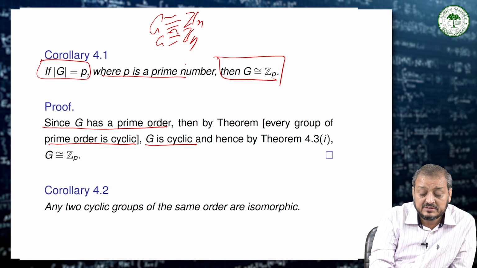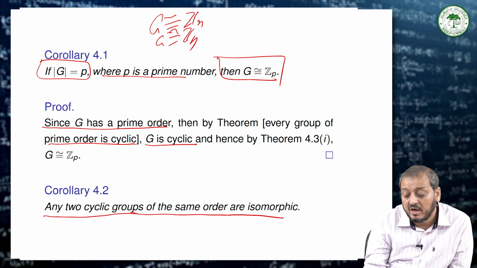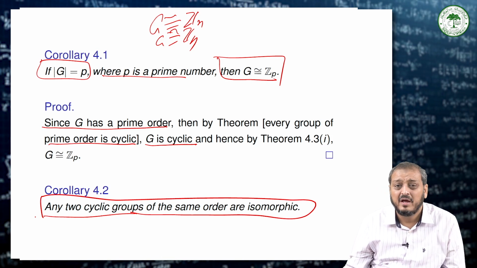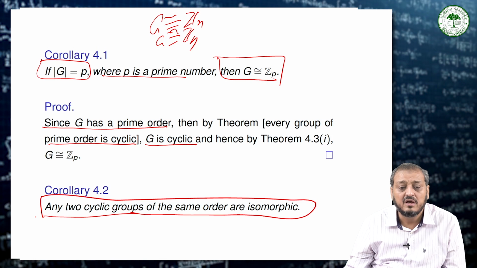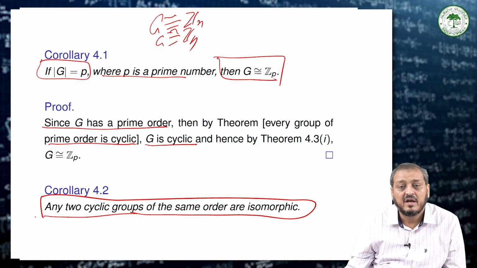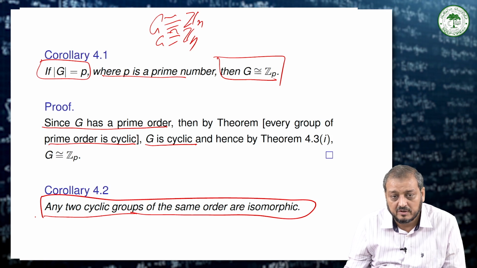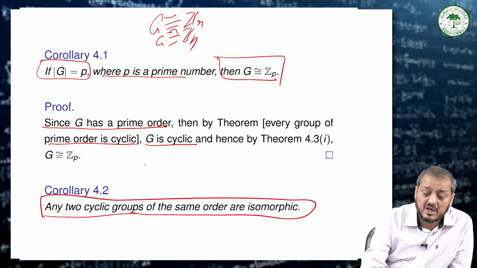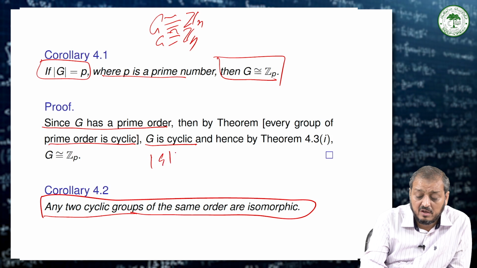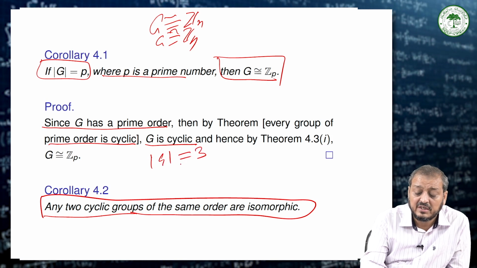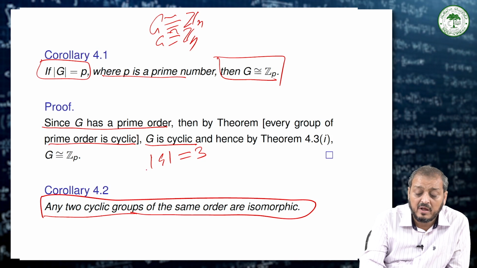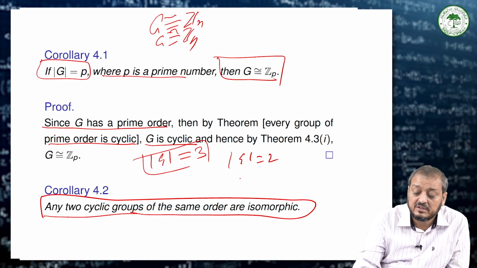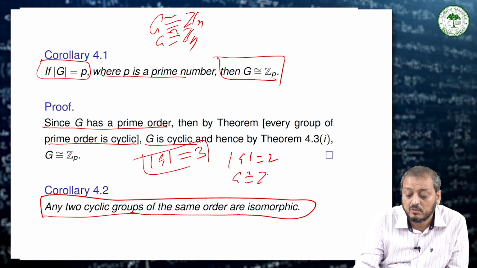Now again we can say that any two cyclic groups of the same order are isomorphic. So if you take any two cyclic groups of the same order, by this theorem we can say that they are also isomorphic. Suppose the order of G is equal to 3, then this is a prime order. And if the order of G is equal to 2, then clearly G is isomorphic to Z_2.